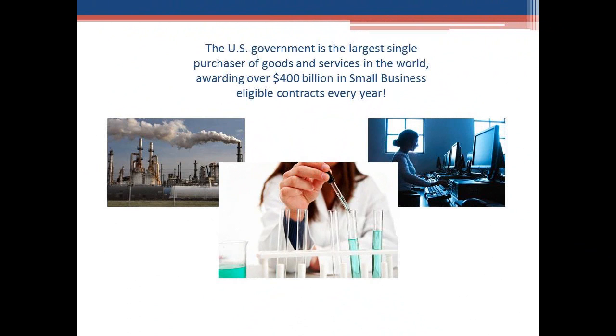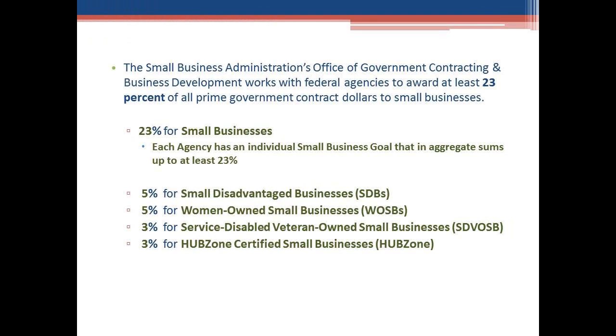The United States government is the largest single purchaser of goods and services in the world, awarding over $400 billion in small business eligible contracts every year. SBA's Office of Government Contracting and Business Development works with federal agencies with the goal of awarding at least 23% of all prime government contract dollars to small businesses.